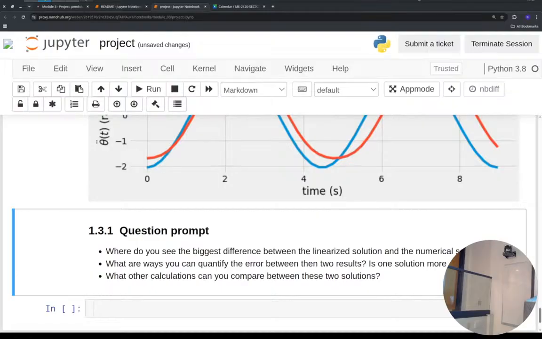So then the last step that we haven't talked about is, what else could you measure? What else could you compare between these two? So we have theta, theta dot, and theta double dot. What other things might you care about in the physics of a pendulum, or the engineering design of a pendulum? What do you care about?